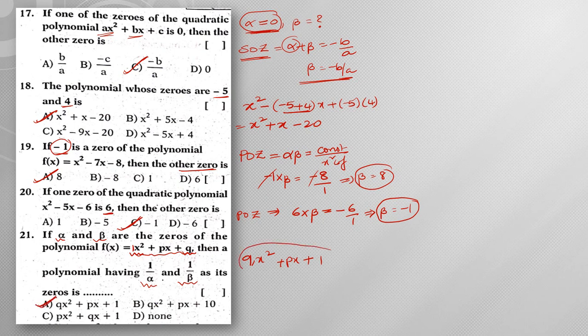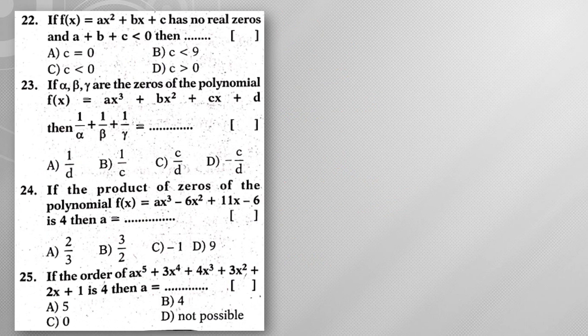This is only possible when the zeros are replaced by their reciprocals. If alpha, beta are the zeros of this particular polynomial, and you replace the zeros with 1 by alpha and 1 by beta, then simply exchange the coefficients of x square and the constant. Okay. Next, moving on to question number 22.